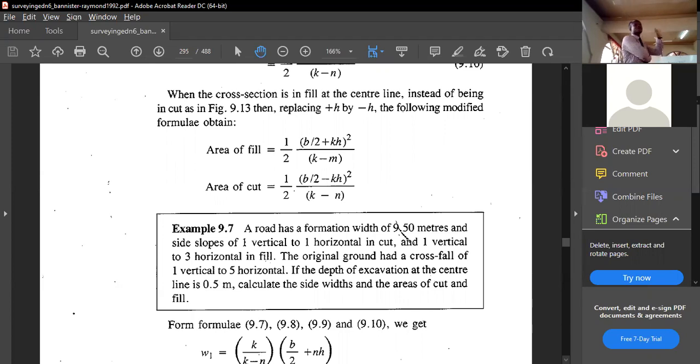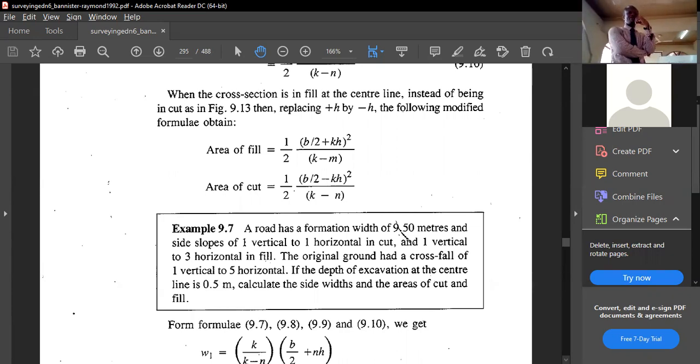So we are dealing with cut and fill. N. So N is equal to 1. Okay. And 1 vertical to 3 horizontal in fill. What's that? M is equal to 3. Right. The original ground had a cross fall of 1 vertical to 5 horizontal. That's what? K equals 5.